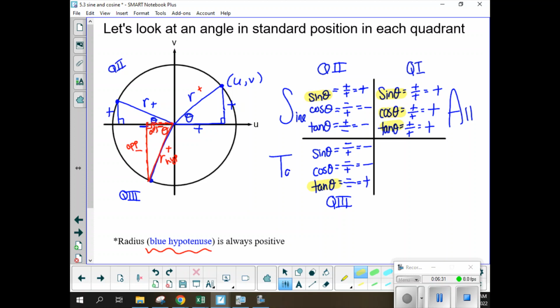Let's put a big capital T for tangent, again, referring to the trig function that's positive in that quadrant. Now you could maybe guess in quadrant 4, look what's left. Cosine will be the one that is positive, but let's see that happen. Let's do our one last triangle here.